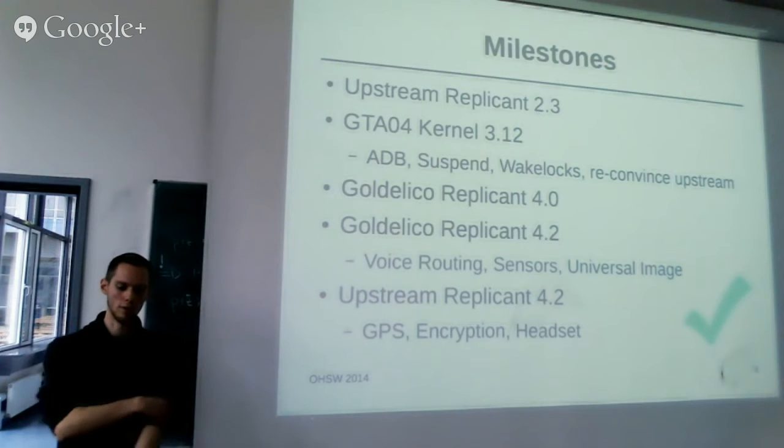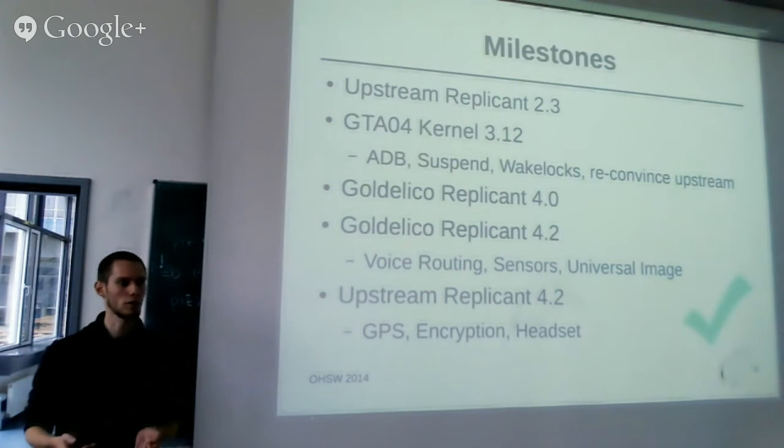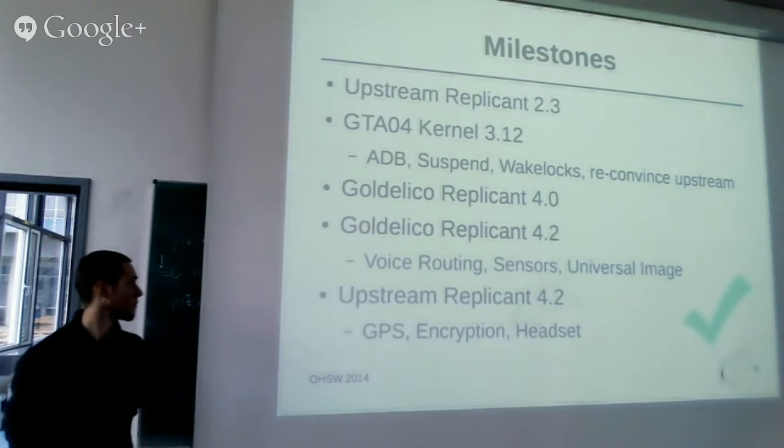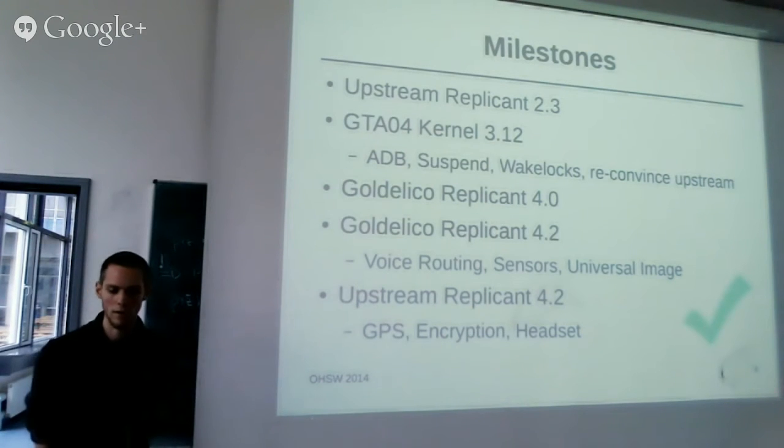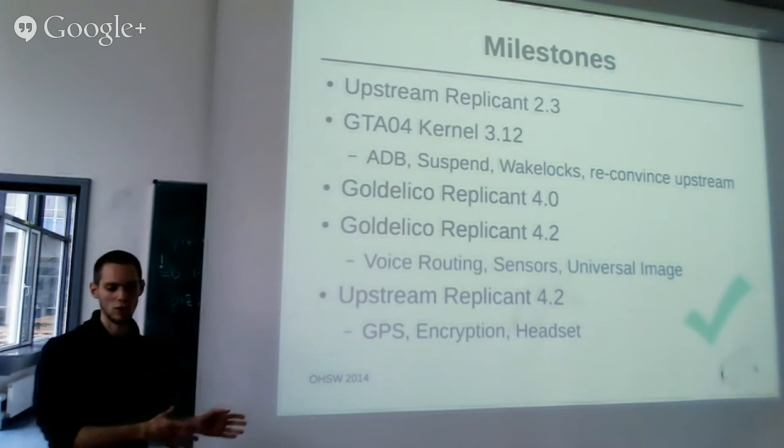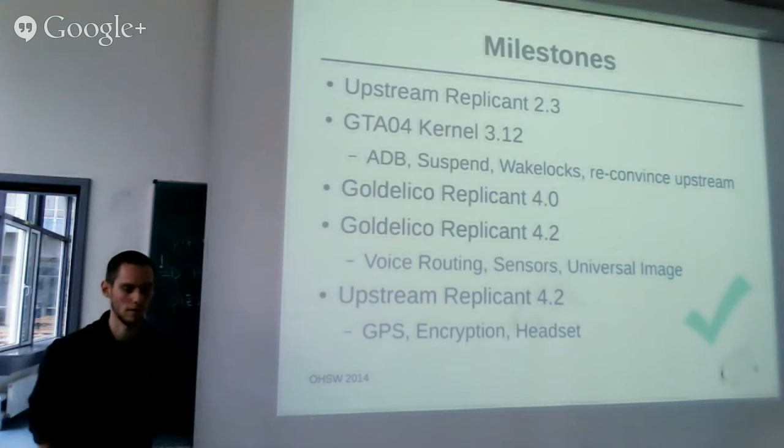But as we could show that it is now running and we have a working kernel, we could reconvince the upstream developers to officially start working on the GTA04 again. So with the Replicant version 4.2, which is the latest version available right now, there is official support from the upstream project for our smartphone again.